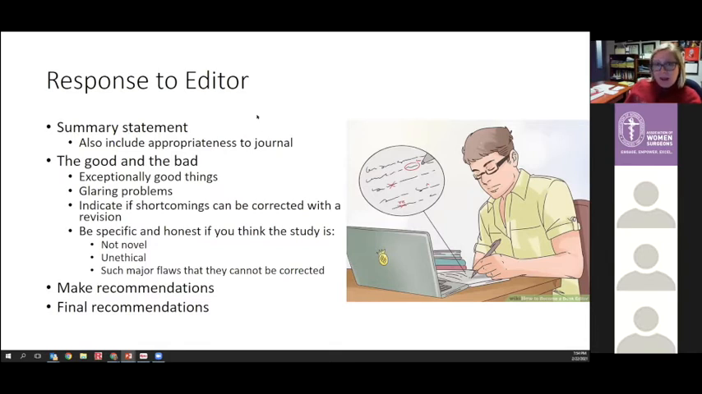That is all I have. I think these slides will be shared, so I encourage you to go back through them and make these checklists as you are reviewing your papers.